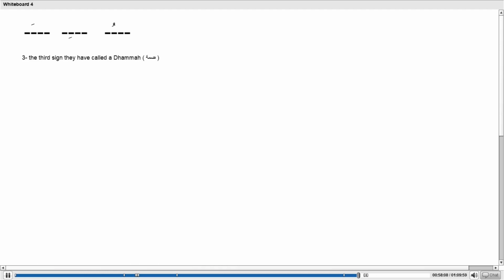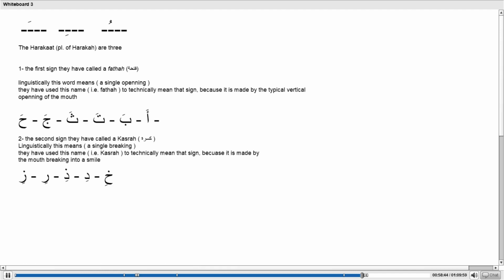The third sign, they have called Dhamma. Why have they called it Dhamma, linguistically? This word means joining together, a single joining together. They have used this term technically to mean that sign.